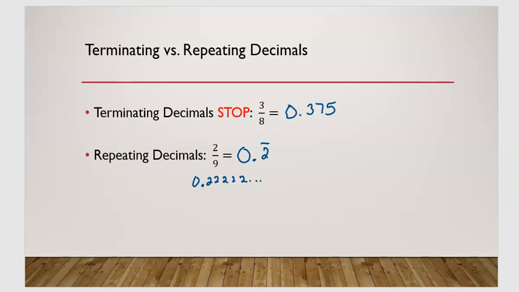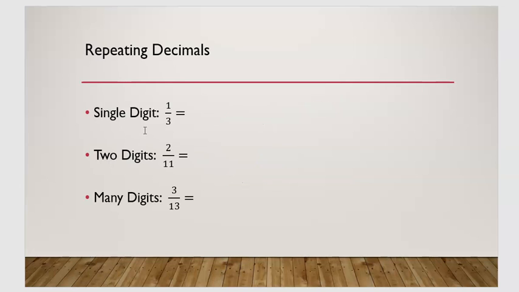All right? Now, the next part of what you are going to need to be able to do, and again, if you've done the IXL, I know they've worked with you on this, is understanding that repeating decimals can come in multiple forms. So single digits repeating, 2 digits repeating, or multiple digits repeating. All right, and so I want to show you each of these.